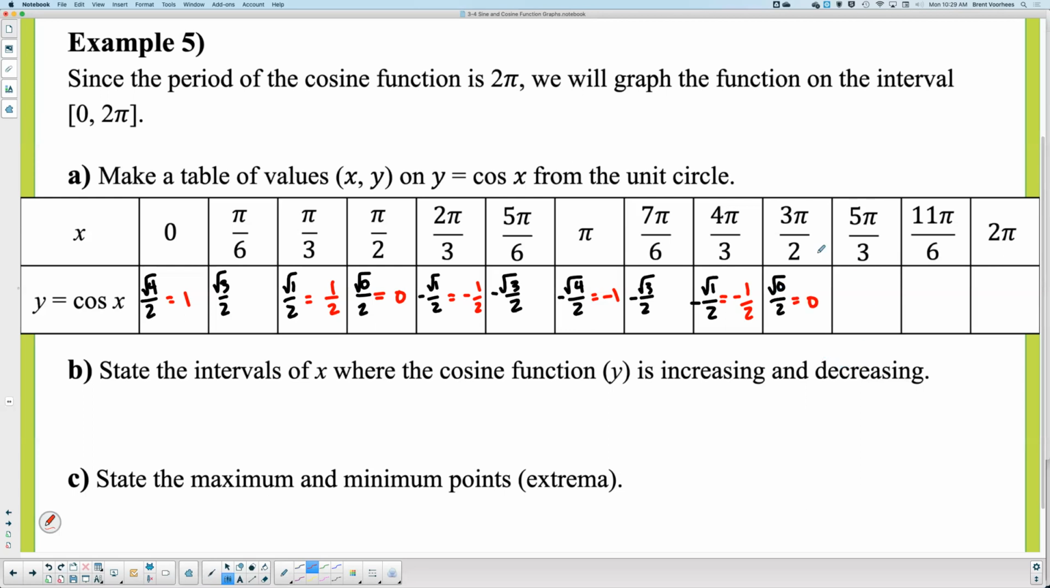There's another 0. Okay, now working our way back up. These are positive values. This is the fourth quadrant because it's on the right side of the y-axis. We'll have positive x's here, positive cosine. 5 pi over 3. Which finger is that?